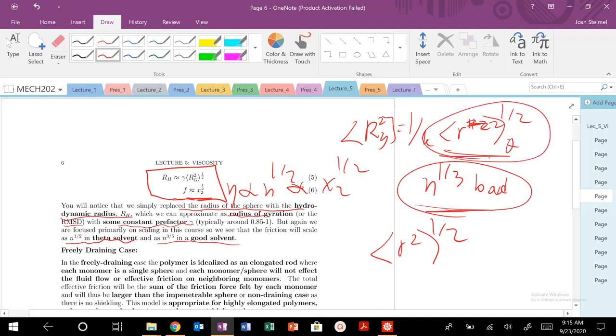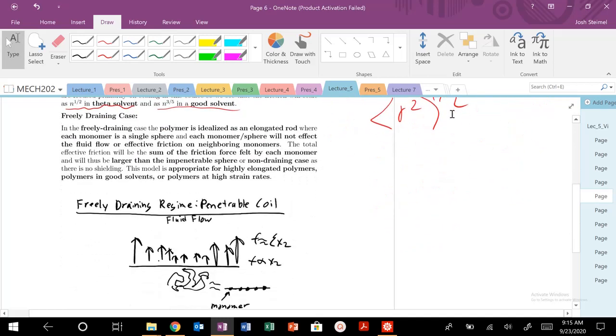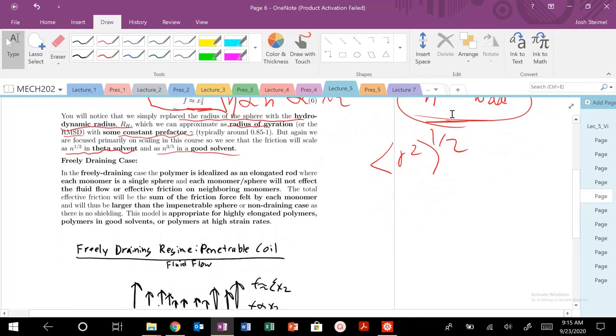Next time, when we talk about the freely draining case, we're talking about a really extreme scenario where either the polymer is in a really good solvent, or it is being perturbed by some really high shear stresses or shear flows. We'll talk about that next time and give an example of von Willebrand factor.